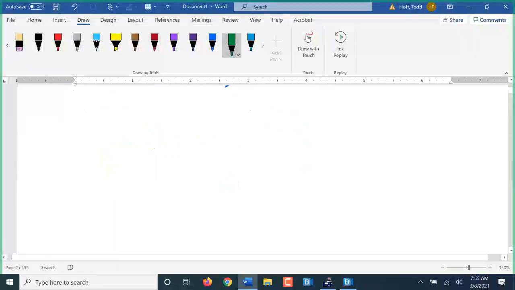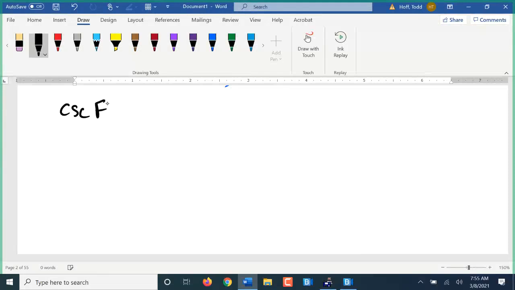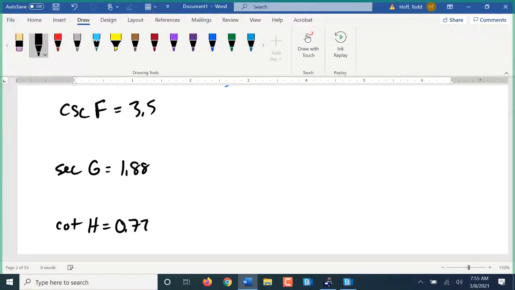Let me try a couple of these. If I tell you the cosecant of angle F is 3.5, the secant of angle G is 1.88, and the cotangent of angle H is 0.7743, find F, G, and H for me.